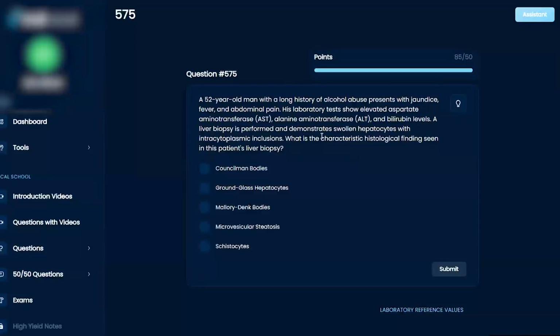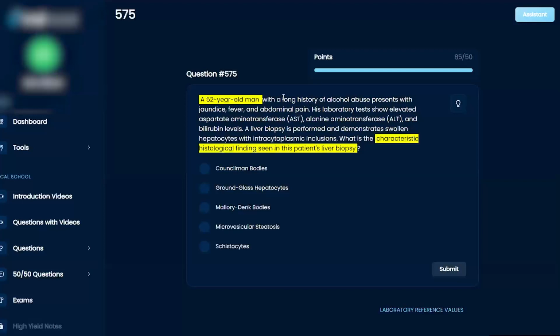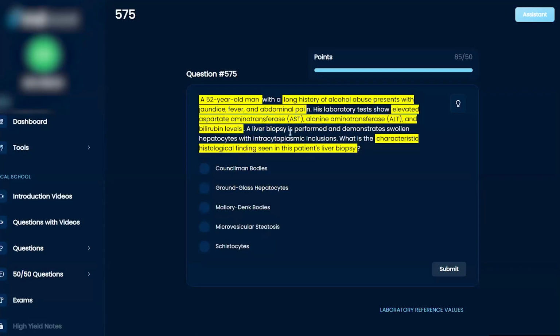What is the characteristic histological finding seen in this patient's liver biopsy: Councilman bodies, ground glass hepatocytes, Mallory-Denk bodies, microvesicular steatosis, or schistocytes? A 52-year-old man with a long history of alcohol abuse presents with jaundice, fever, and abdominal pain. His laboratory tests show an elevated AST, ALT, and bilirubin. Liver biopsy is performed and demonstrates swollen hepatocytes with intracytoplasmic inclusions.